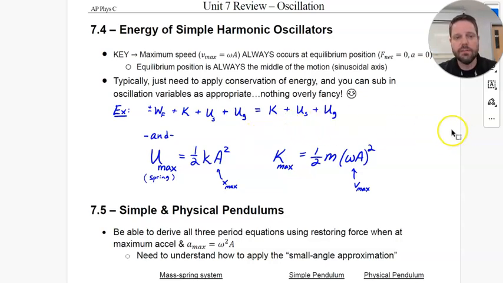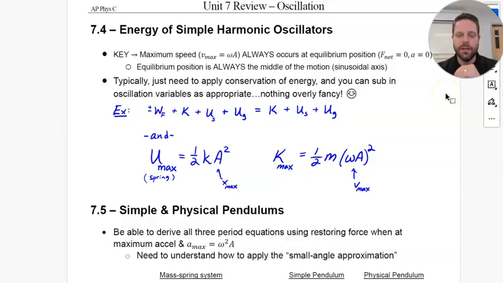One key that is distinct to oscillation in Unit 7 that we ought to make sure we're comfortable with is the maximum speed, Vmax equals omega A, is always going to occur at equilibrium position. This makes sense because if there's a net force, we're either slowing down and we're at a maximum speed, or we're speeding up and we haven't reached the maximum speed yet. So the equilibrium position is going to be the just right position.